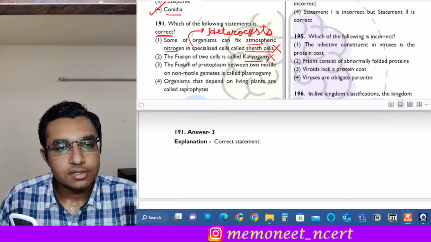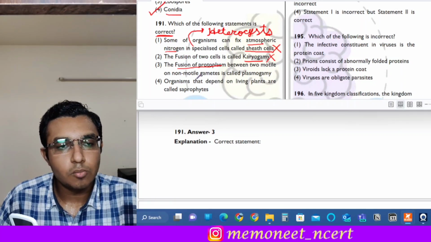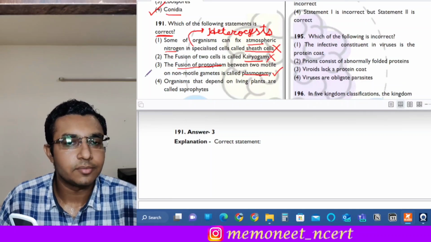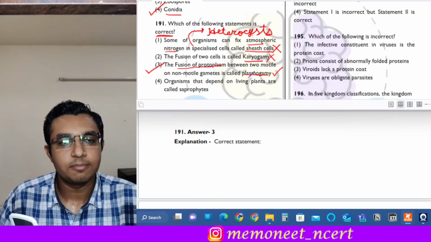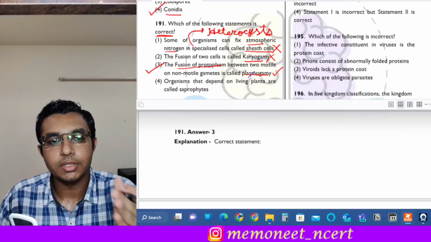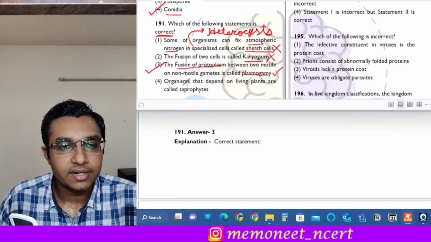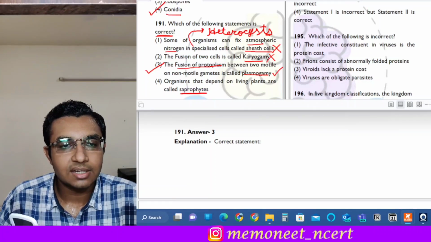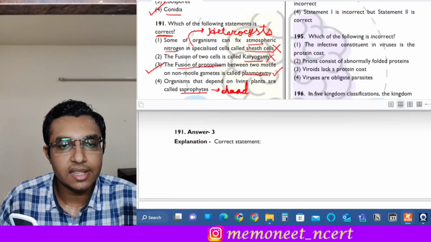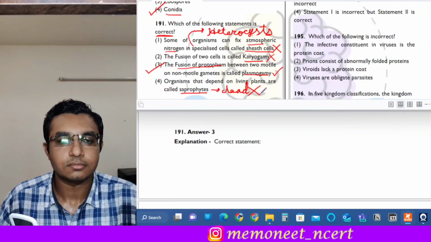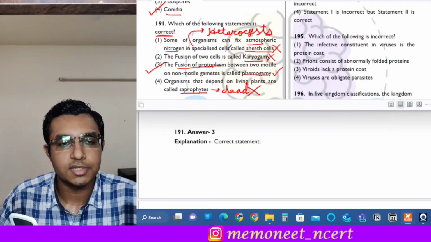The third statement is fusion of protoplasm between the two motile or non-motile gametes is called plasmogamy. So this statement is correct. This is a characteristic feature of plasmogamy. Let us see the fourth statement also, that is the organisms that depend on living plants are called saprophytes. So the saprophytes are the organisms which depend on the dead and decaying material, not on the living plants. So this statement is also incorrect. The correct answer to this question is option 3.